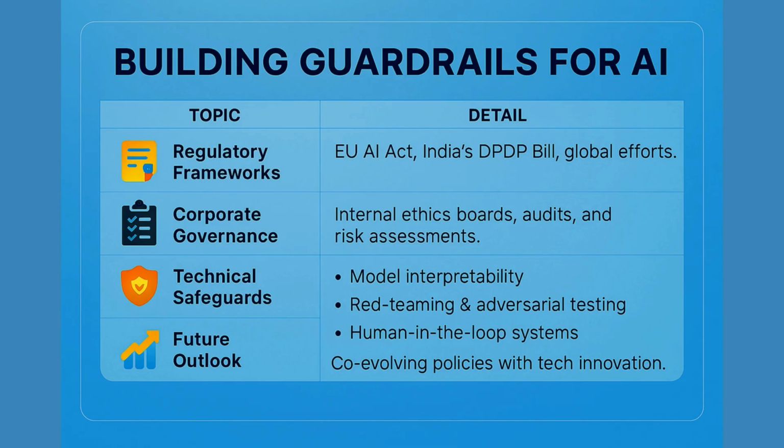On the technical front, safeguards such as model interpretability, red teaming, and human in the loop systems help mitigate risks and maintain accountability. These mechanisms ensure that AI systems remain transparent, secure, and aligned with human values. The slide also points to a future outlook where policy and technology co-evolve, adapting governance as AI capabilities grow. Together, these elements form a comprehensive strategy for deploying AI responsibly, balancing innovation, trust, safety, and societal impact.